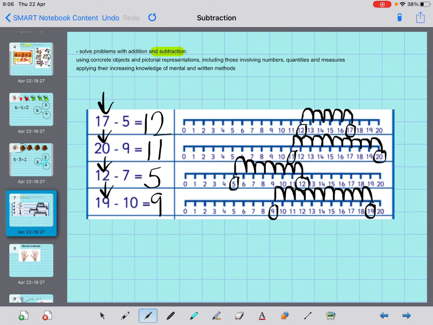So I'm really looking at, when we are using the number lines, on using the language of counting back, getting smaller, taking away, going backwards. So the children know the differences already between adding and subtracting.